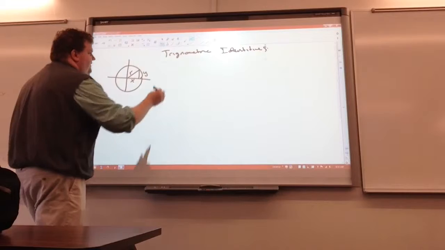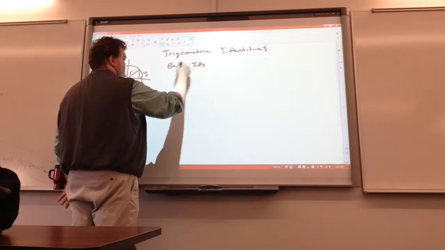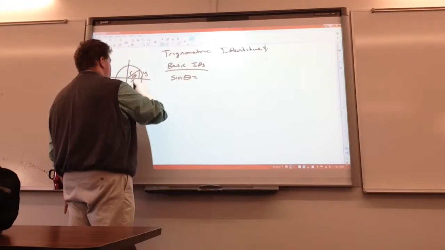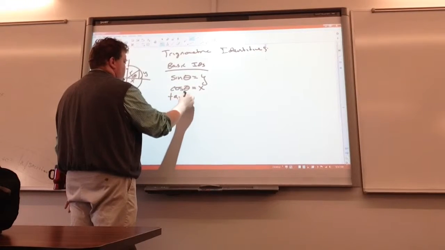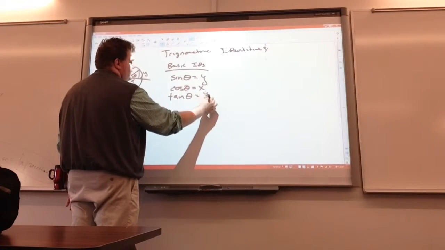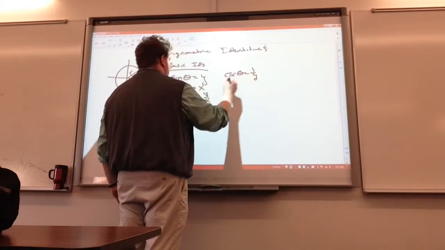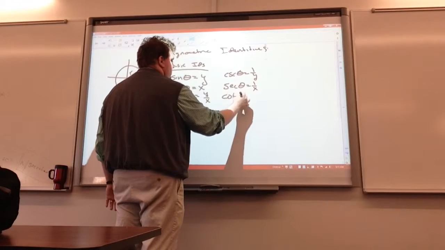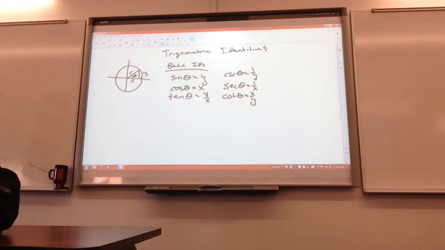And from that, we get the basic 6 identities, the ones we've seen over and over again. The sine of theta is equal to y. The cosine of theta is equal to x. The tangent of theta is equal to y divided by x. The cosecant of theta is equal to 1 over y. The secant of theta is equal to 1 over x. And the cotangent of theta is equal to x over y. Nothing out of the ordinary there. We saw that before, but those are your first trig identities, the first 6.